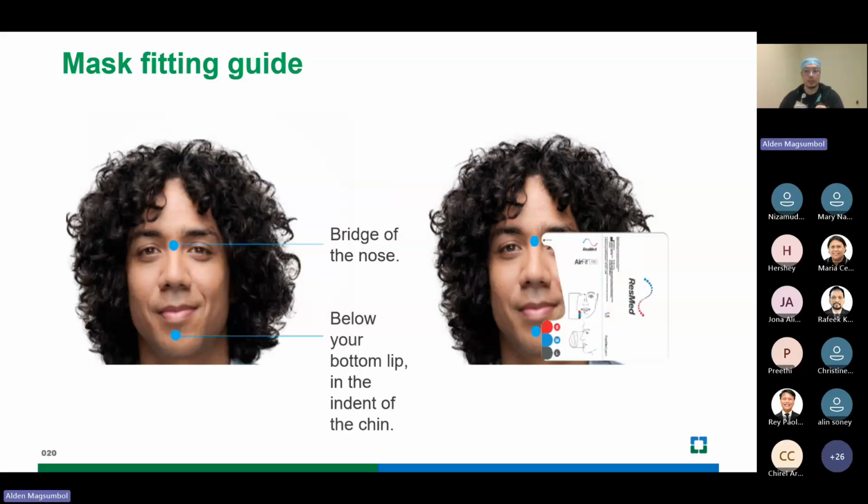For using the oronasal mask fitting guide, first align the arrow on the sizing guide to the bridge of the patient's nose, then select the most appropriate size by referring to the area of the guide just below the bottom lip in the indent of the chin.